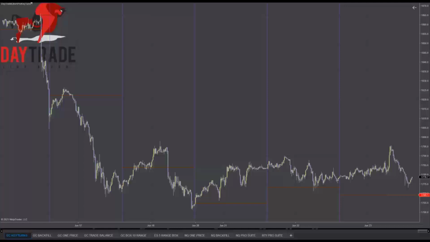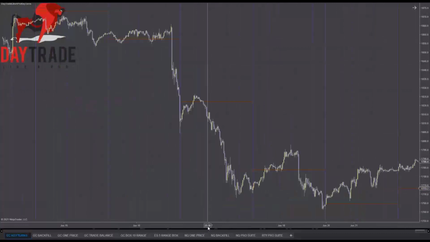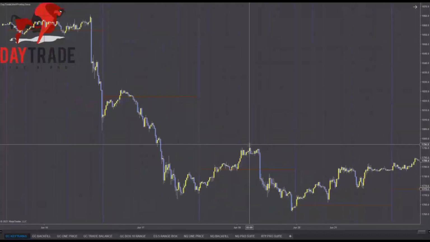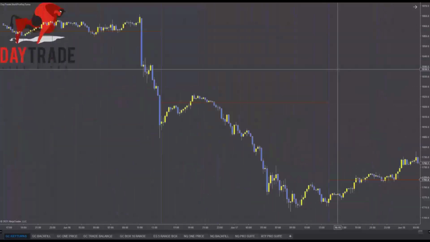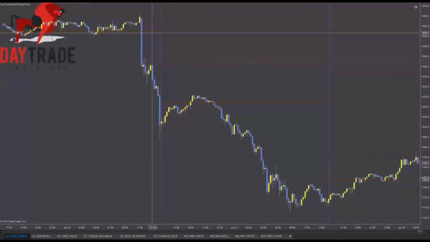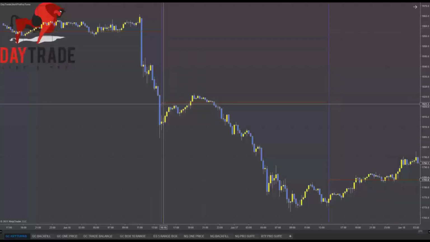Then there's more advanced things we can start to talk about, but right now I took everything else off the screen except for these initially developed key turns. And I just want to show you what we're looking at. You can see this purple line here is where the Globex session starts. So we have the end of the day, new session starts, that's where key turns plot.